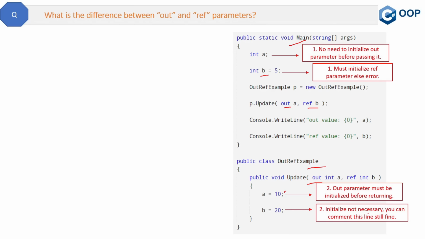But initialization is not necessary when you are using the ref parameter. And B is the ref parameter here, and you can even comment this line, still it is fine and it will not throw any error.